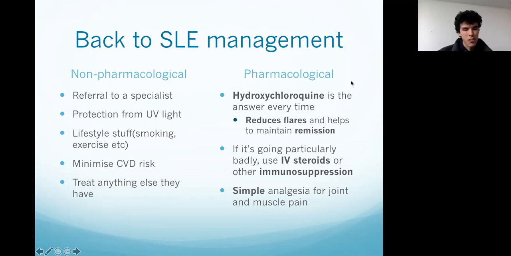Drugs, hydroxychloroquine is almost always what you need. You're not really going to need to run into IV steroids or immunosuppression. Hydroxychloroquine is probably the mainstay of treatment for this one, much like how methotrexate was the mainstay for rheumatoid arthritis.